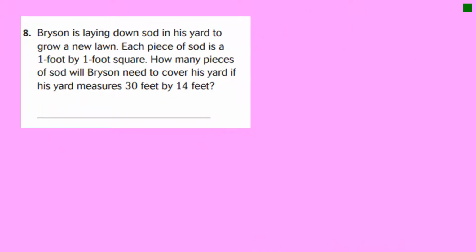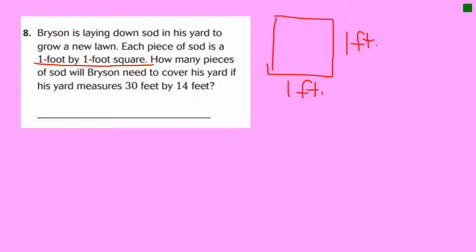Okay, so this is near the bottom. Number 8. Bryson is laying down sod in his yard to grow a new lawn. Each piece of sod is a 1 foot by 1 foot square. It's exactly what we were just talking about. Each piece of sod is a square that's 1 foot long on each side.